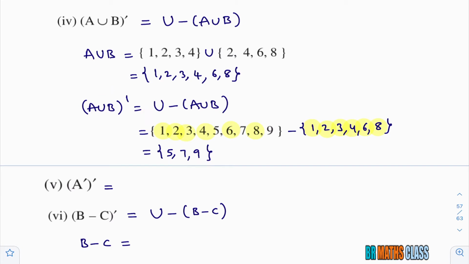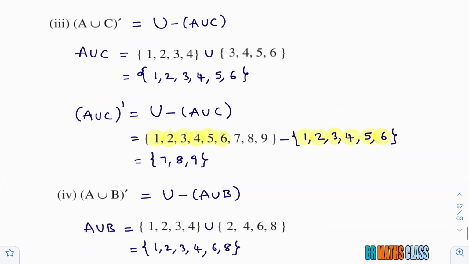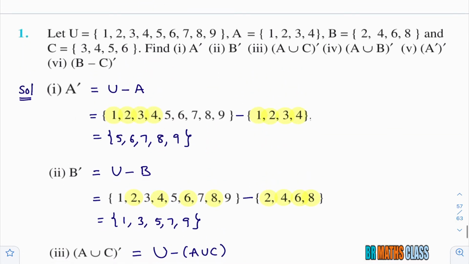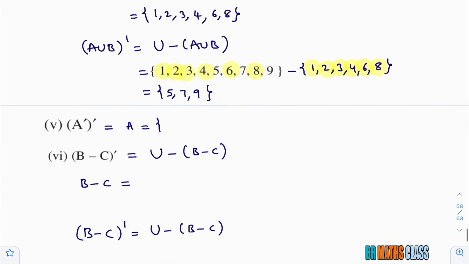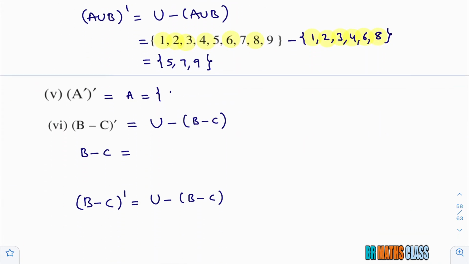Okay, now you see the fifth bit, A dash whole dash. What is A dash whole dash? Actually we have a formula for A dash whole dash. Best method is to use that formula. A dash whole dash is A. What is set A? In the question you observe, set A is given as 1, 2, 3, 4. So A dash whole dash is A, that is nothing but 1, 2, 3, 4. You can write like this.